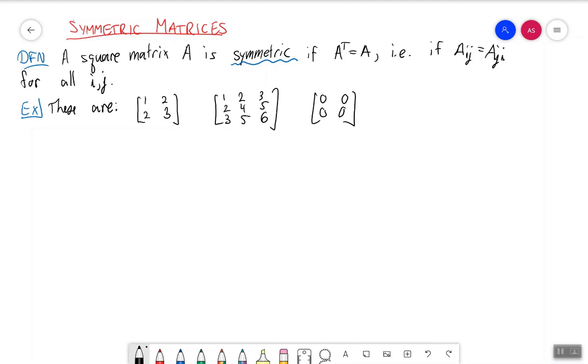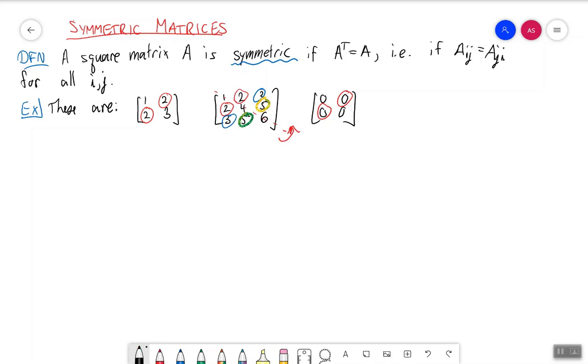These three matrices here are symmetric. The first one is symmetric because this 2 and this 2 are equal. The second one, this 2 and this 2 are equal, this 3 and this 3 are equal, this 5 and this 5 are equal. And in this third matrix, the 0 matrix, this 0 and this 0 are equal. It doesn't matter what happens on the diagonal. What matters is that everything is symmetric when you reflect across this diagonal axis.